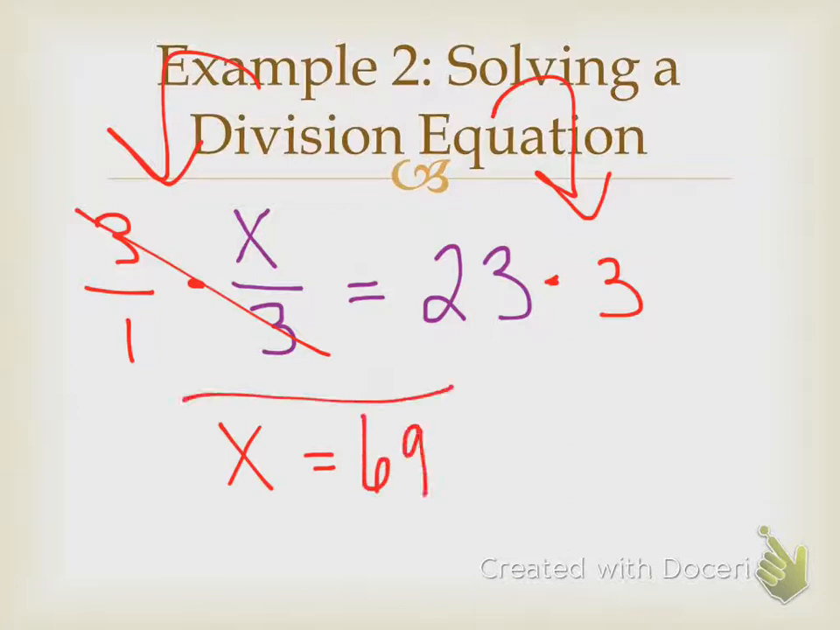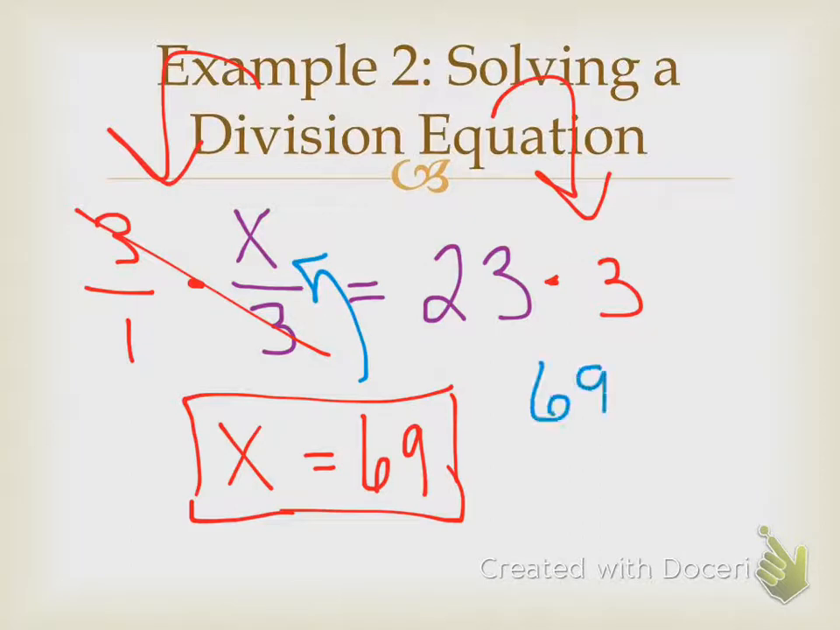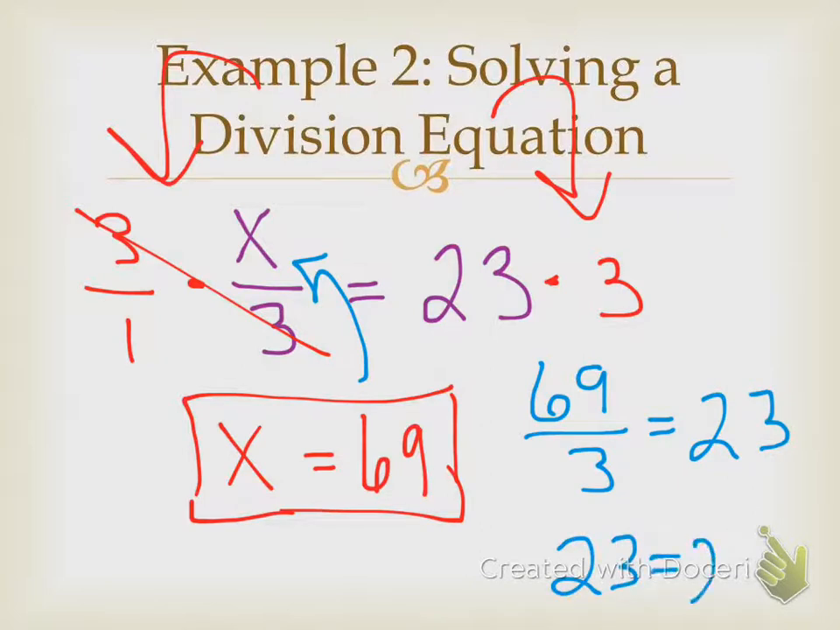69, and that's my answer. Am I done yet? No. What do I need to do? Check it. Plug it back in. 69 divided by 3 equals 23. Step 1. 23 equals 23. Checks out. Step 2.